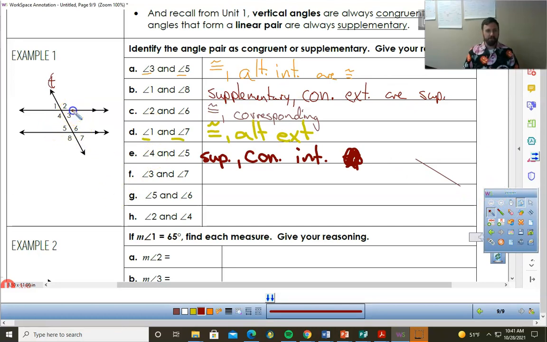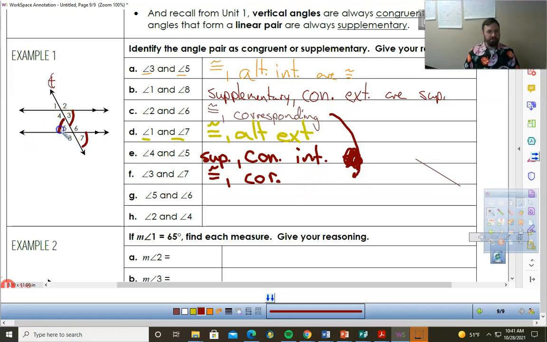Let's look at 3 and 7. 3 and 7 are corresponding. They look the same. They're not the same, but they have the same measure. So they're congruent by corresponding.